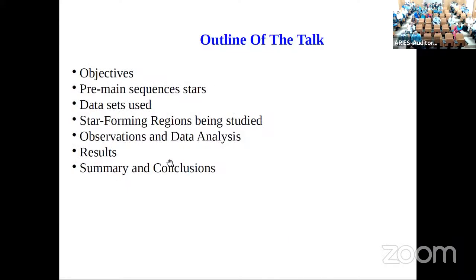I will talk about the observation and the data analysis part and the result section. And I will end with the summary and conclusion part. Whatever the respective speakers have mainly focused on the high mass star forming region, I will talk about the low mass star forming part.